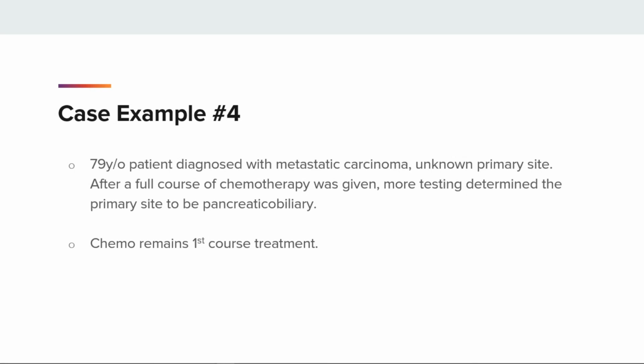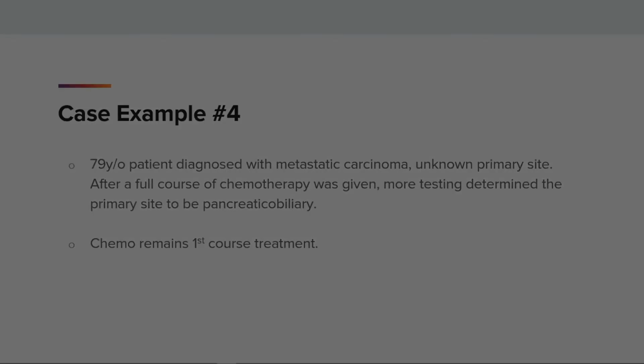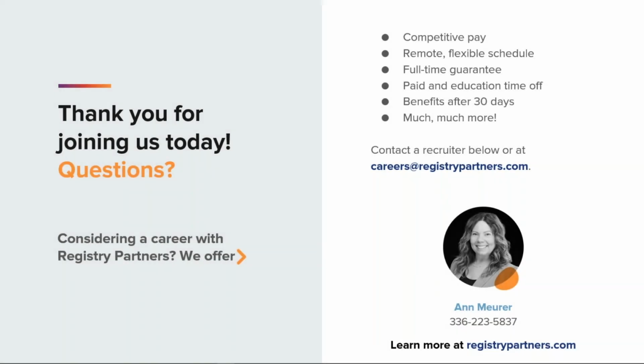So for our last case example, we have a 79-year-old patient who was diagnosed with a metastatic carcinoma, unknown primary. After a full course of chemotherapy was given, it was determined the cancer was a pancreaticobiliary primary with the help of more testing that came back. So chemotherapy was already given as treatment, so this remains the first course of treatment.